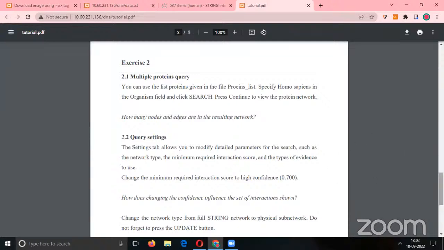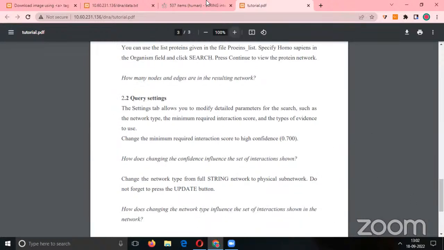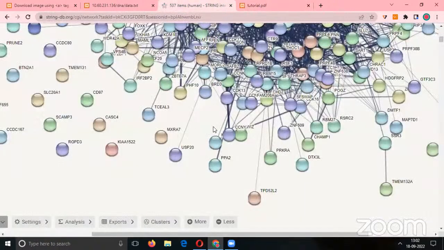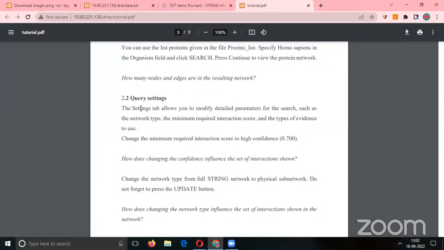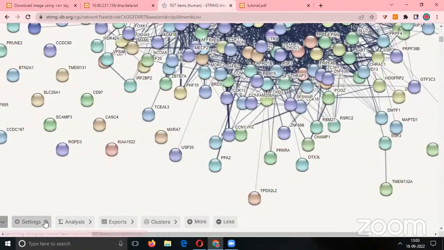By default, the confidence score for constructing this network is 0.4. Now let us improve the confidence score. How do we do that? In 2.2, the question goes this way: go to the settings tab and modify the parameters. The modification that we should do is to change the confidence level to 0.7. So let's do that now. Go to settings.